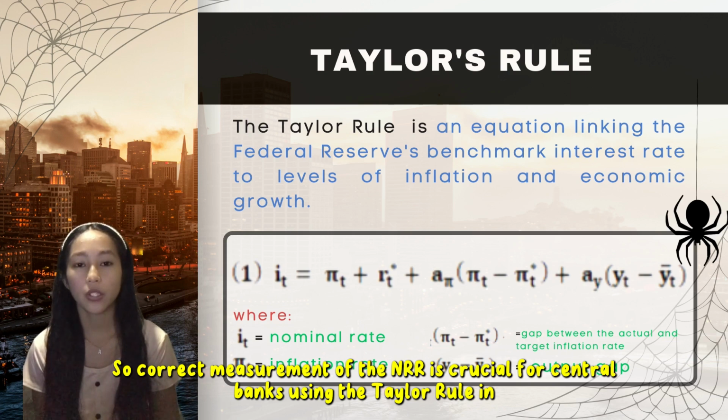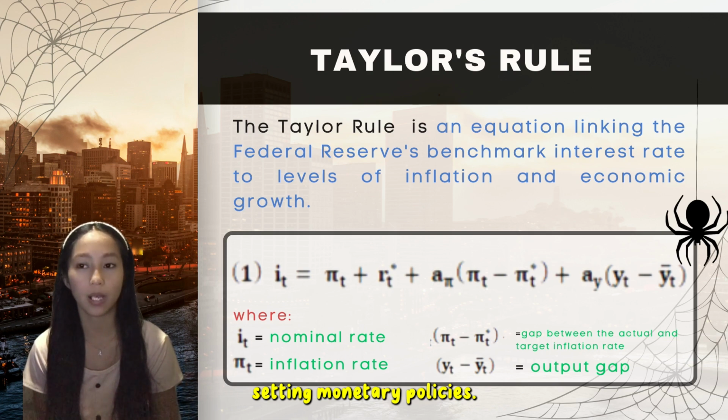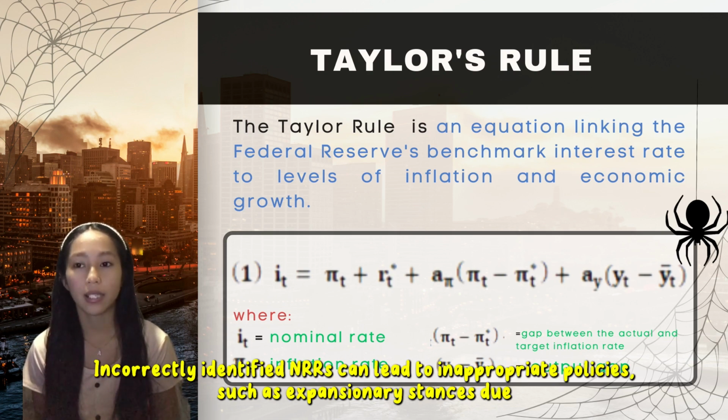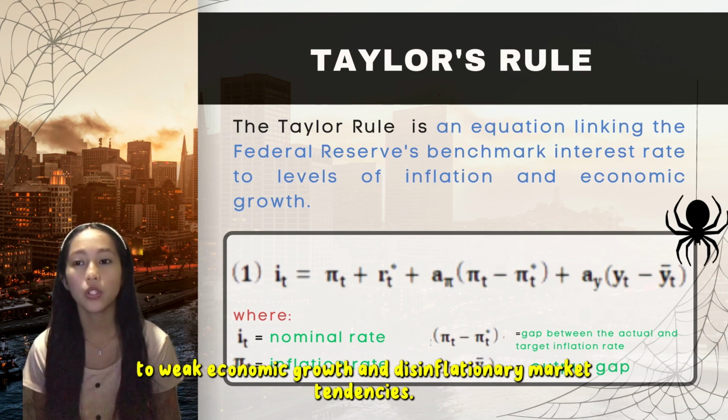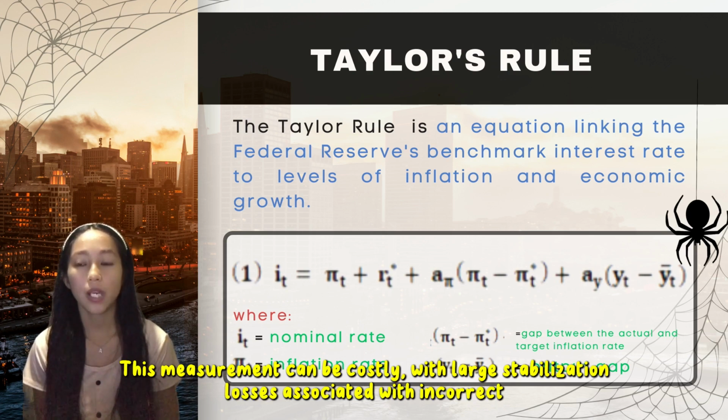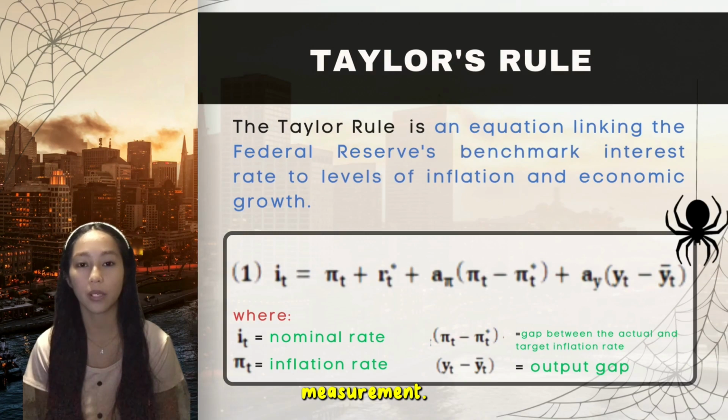Correct measurement of the NRR is crucial for central banks using the Taylor rule in setting monetary policies. Incorrectly identified NRRs can lead to inappropriate policies such as expansionary stances due to weak economic growth and disinflationary market tendencies. Mismeasurement can be costly, with large stabilization losses associated with incorrect measurement.